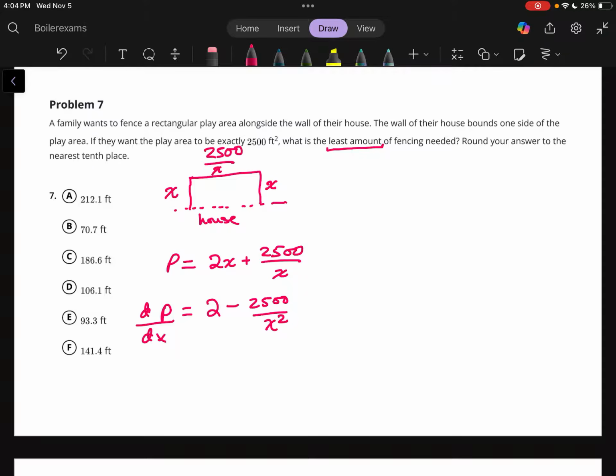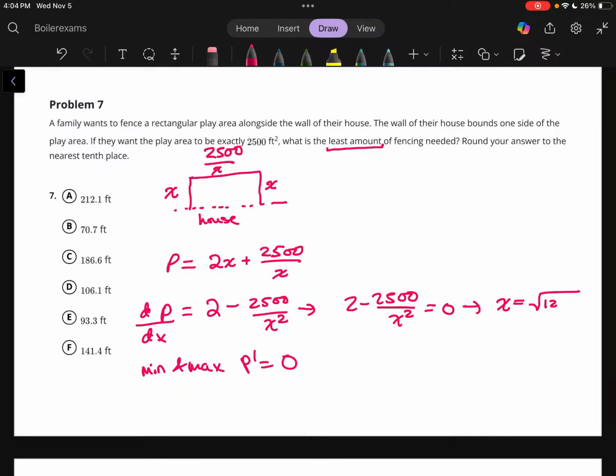Yes, okay. And the minimum and maximum values are always located at the x values where the derivative equals 0. So what we want to do is set this equal to 0. Okay, and then we just use algebra to solve for x, which gives me x is equal to the square root of 1,250.